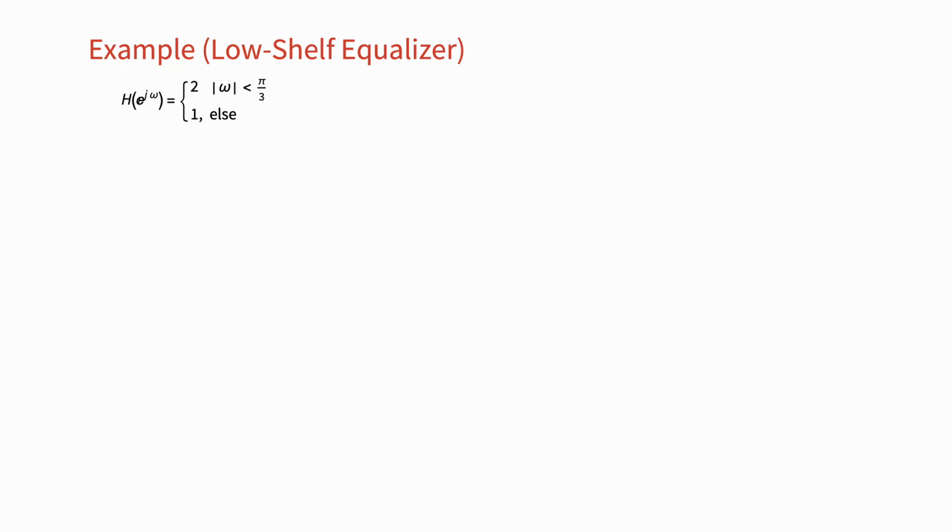Let's look at a shelving equalizer, which is a piecewise constant all-pass filter defined over two frequency intervals. These equalizers are used to amplify audio signals over a selected range of frequencies while leaving the remaining frequencies unchanged. For example, here we have a low shelf equalizer that amplifies the signal for low frequencies. Now, let's find a length 23 FIR filter that approximates this low shelf equalizer.